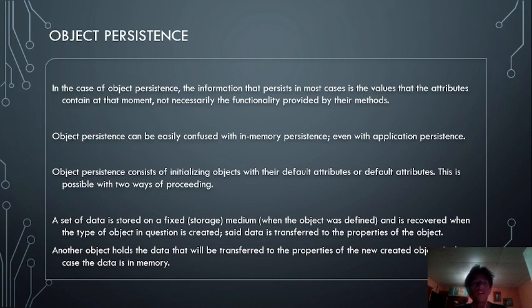Object persistence consists of initializing objects with their default attributes. This is possible in two ways of proceeding. A set of data is stored on a fixed medium and is recorded when the type of object in question is created. So the data is transferred to the properties of the object. Another object holds the data that will be transferred to the properties of the new created object. In this case, the data is in memory.